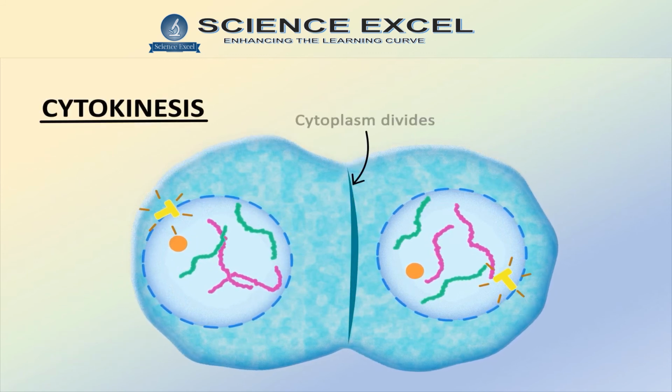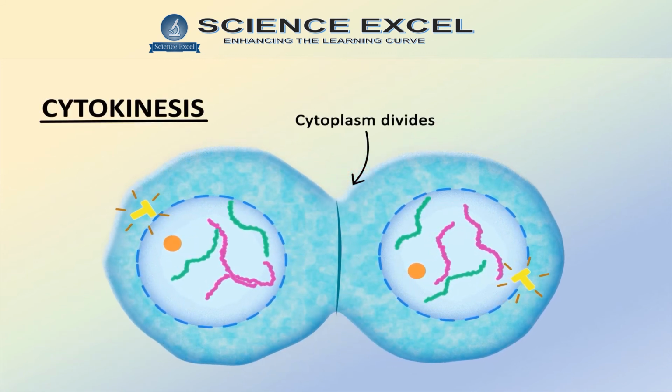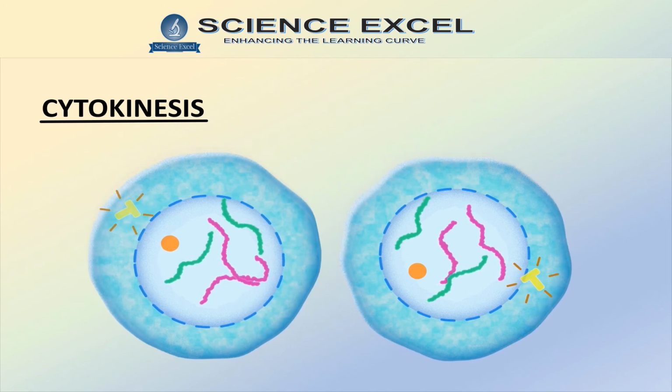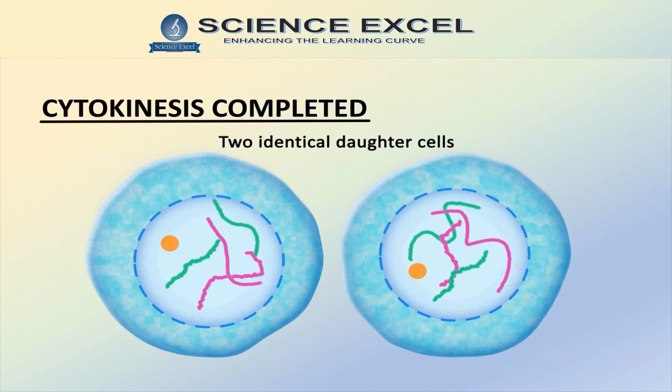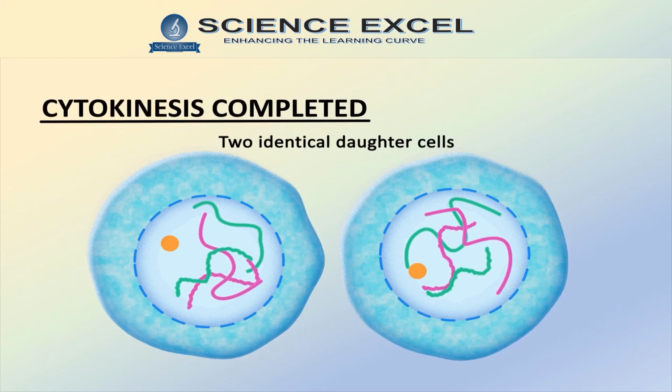In the concluding stage called cytokinesis, the cytoplasm divides to form two new cells, each with a complete set of chromosomes identical to those of the mother cell.